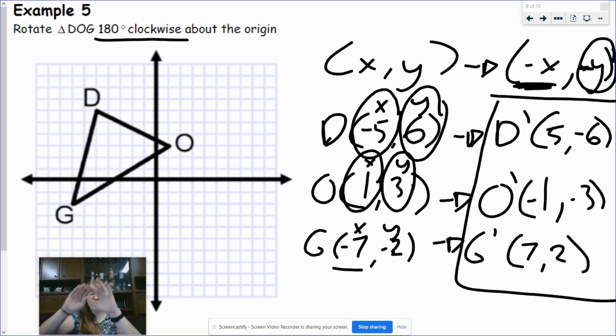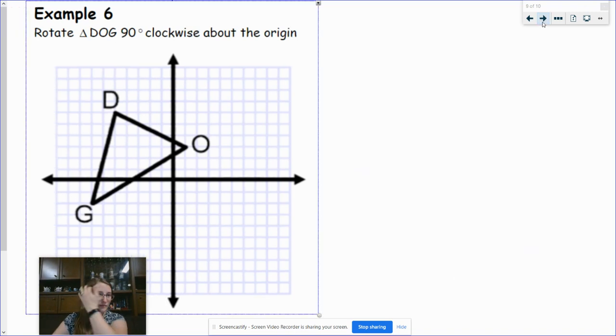All we did was we looked at the formula. We said, here's our original points, and here's what they are going to become. All they became was the opposite sign of what they originally were. If that's a little confusing, we're going to try it again.